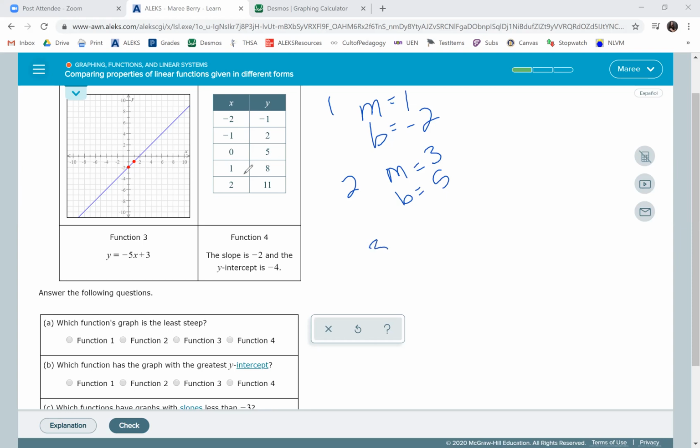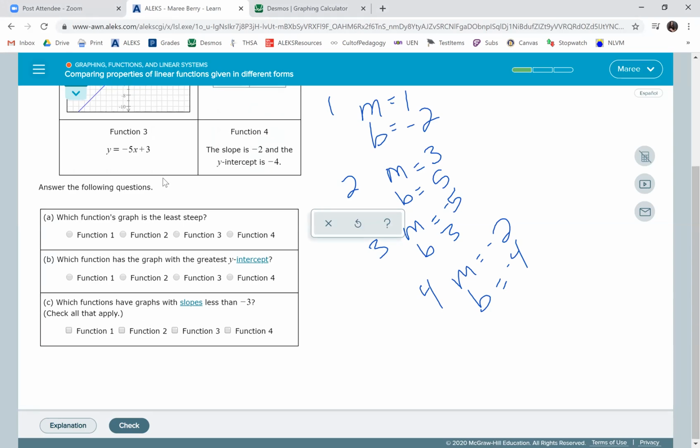And then 3 and 4, we can pretty much get just by looking at it. Slope is -5 and the y-intercept is 3. And for 4, they tell us the slope is -2, the y-intercept is -4. Okay, I just like having these written down. I'm telling you, I think it's going to be the easiest if you have pencil and paper on this one.